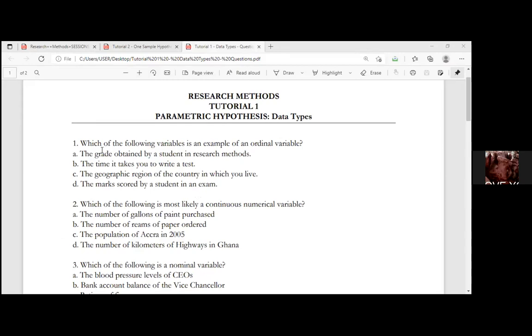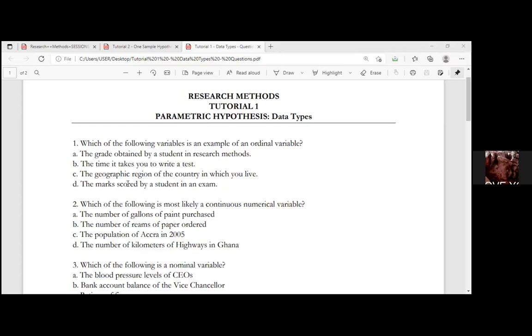So the first question says, which of the following variables is an example of an ordinal variable? This is how I want us to answer the question. For each of the possible answers, when I read the possible answers, you will give me the type of data and the level of measurement. Then when we finish, we will know which one is the answer.